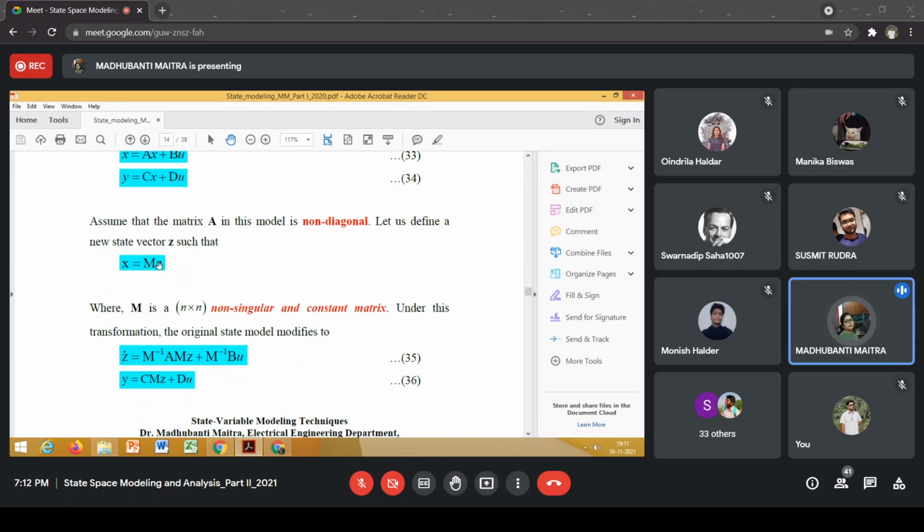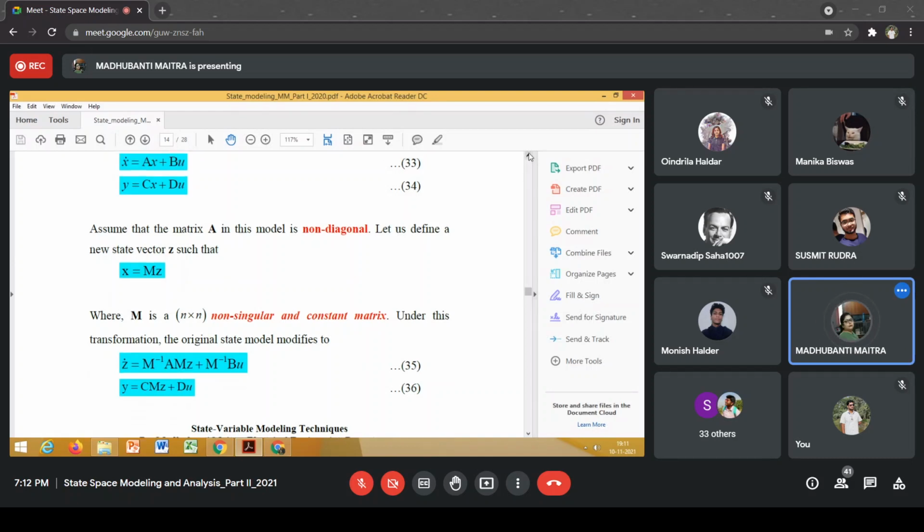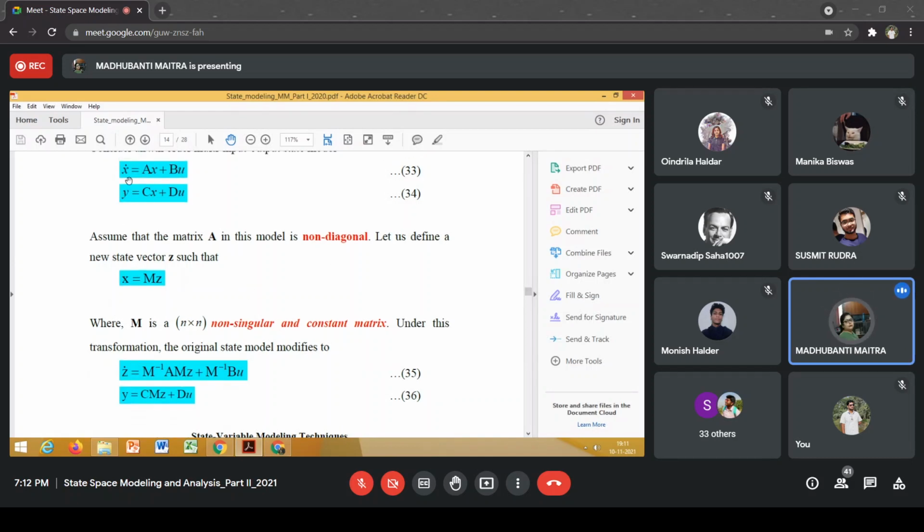So under this transformation, again, this equation x dot can be written as x dot will be M z dot, and the right hand side will be Ax, that is A into Mz plus Bu, just like a similarity transformation. And finally, z dot will be M inverse AMz plus M inverse Bu.